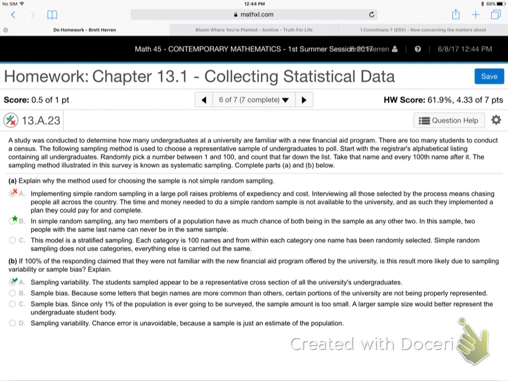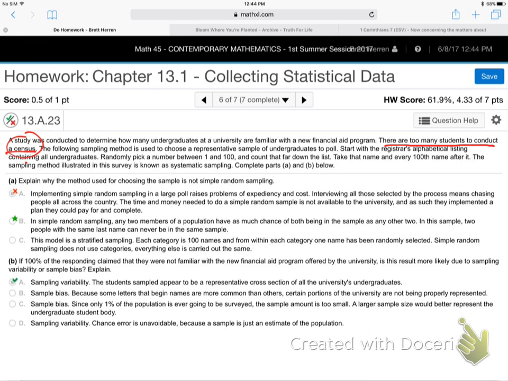Okay, what are we talking about here? A study was conducted to determine how many undergrads at a university are familiar with a new financial aid program. There are too many students to conduct a census. The following sampling method... Wait, what did they just say there? Did you understand that? Too many students to conduct a census. Census. What does that mean? What's a census? Did you catch that word yesterday? Yeah. That's everybody, right? Census is everybody. Like, there are too many students to do. So we're just going to ask a sample.